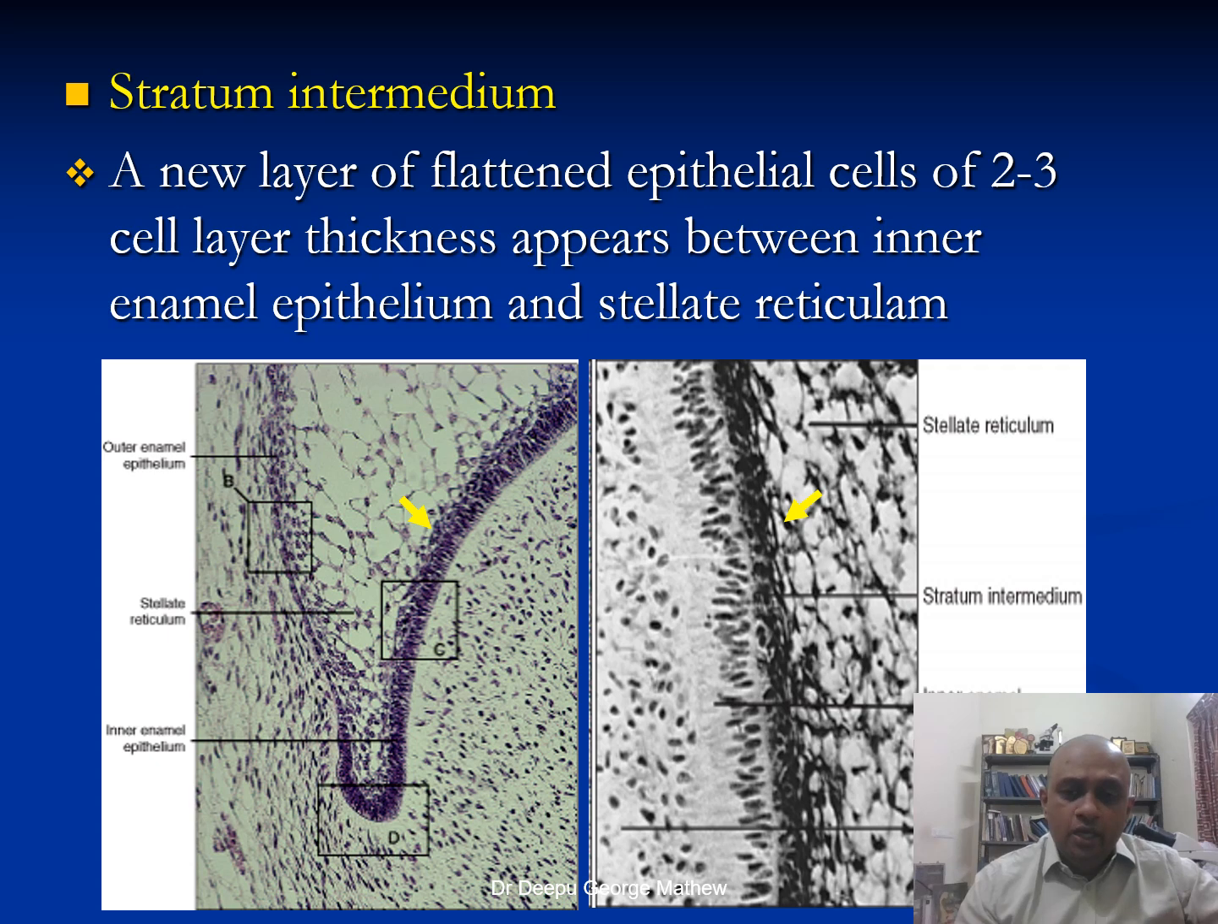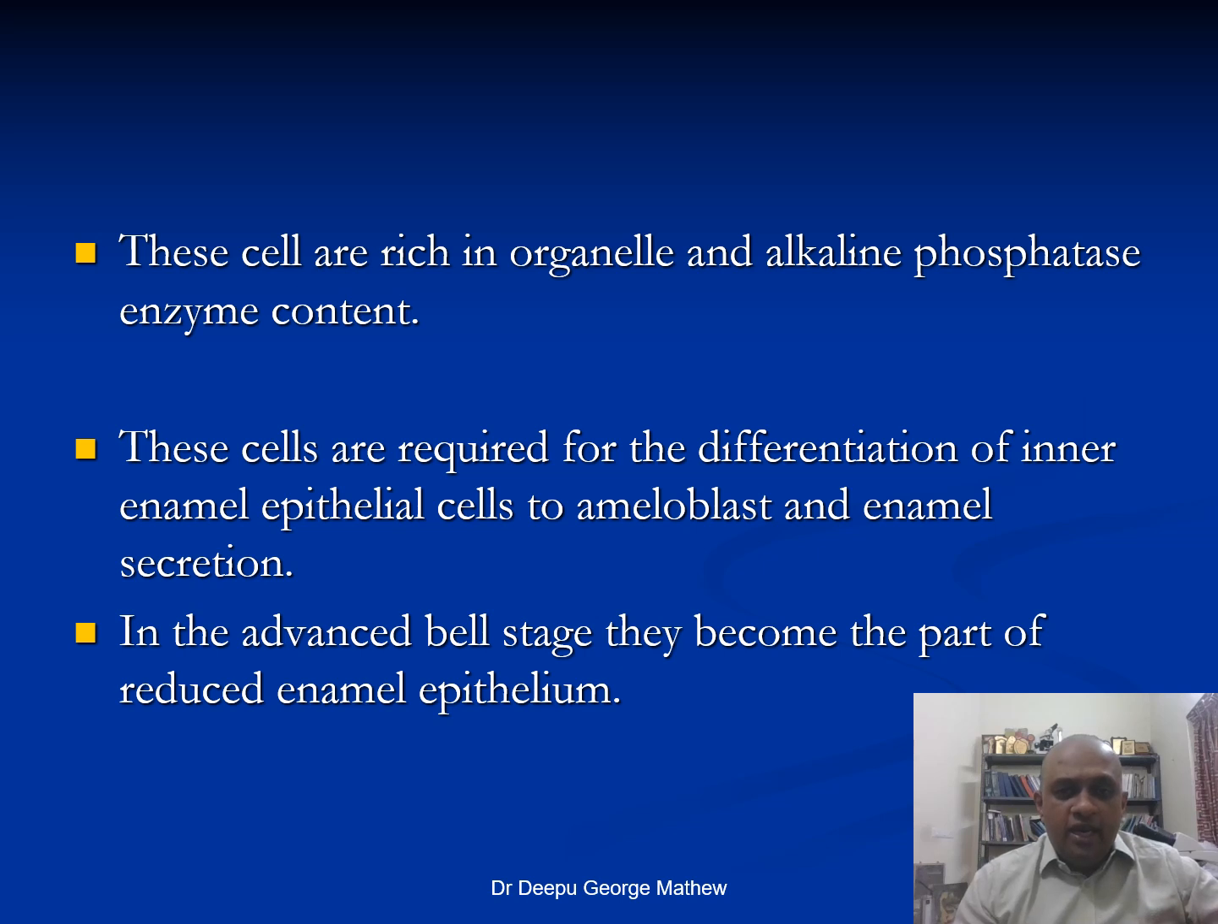So even though the number of cells is pretty low, these cells are very crucial for enamel development, and they are rich in organelles and alkaline phosphatase enzyme content, and these are required for the differentiation of enamel epithelial cells to ameloblasts and enamel secretion. In advanced bell stage, they become a part of the reduced enamel epithelium.